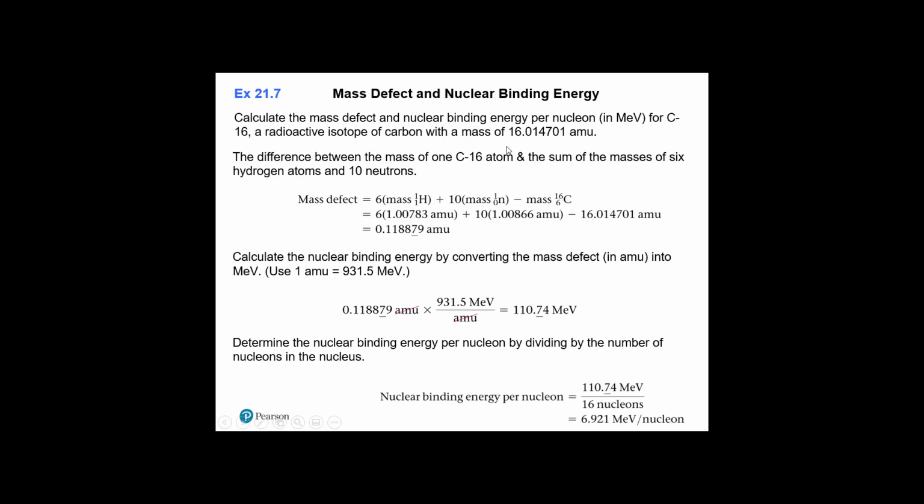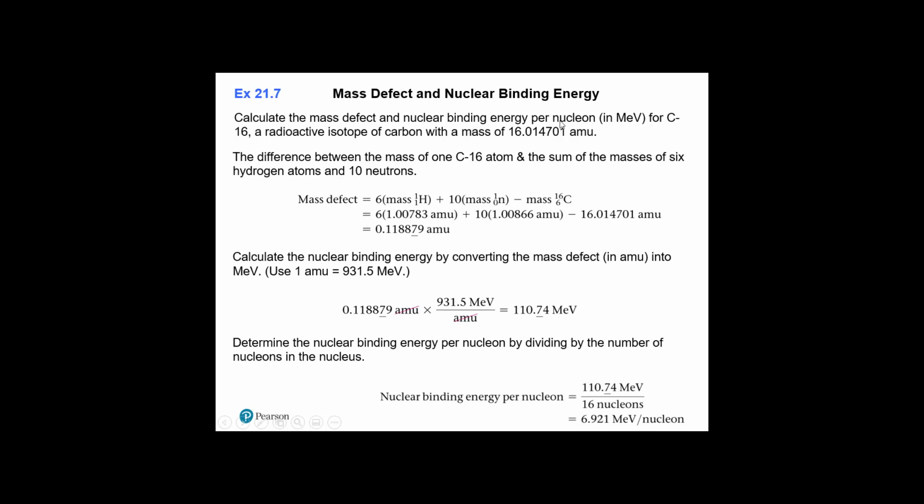Now this is a weird problem, but again, I put it up. This is exactly how it shows in your book. It's not showing anywhere where this information is coming from. Like, where do you get 6 hydrogens? Where do you have 10 neutrons? It didn't show that to me anywhere. So I probably would not ask a question like this.